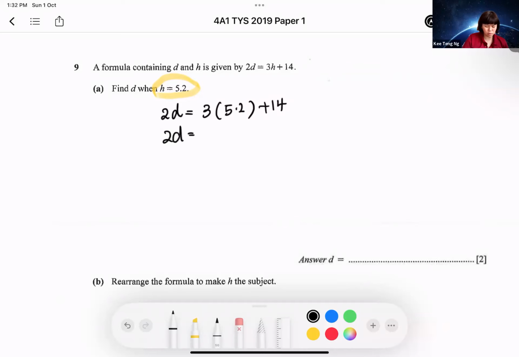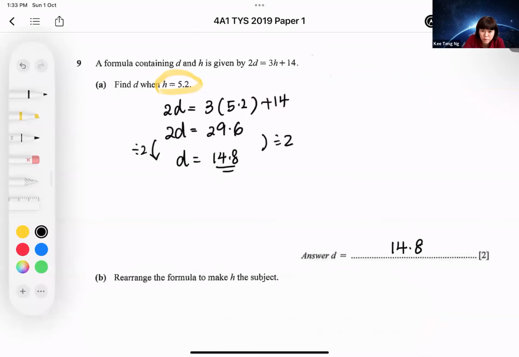Let's calculate this number, 3 times 5.2 plus 14. That gives me the number 29.6. Then after this, but I do not want just 2 times D, I want the number D. So I need to divide by 2. That gives me 14.8, exact value. Write down the exact value. If the number is not exact, write it down as a fraction.